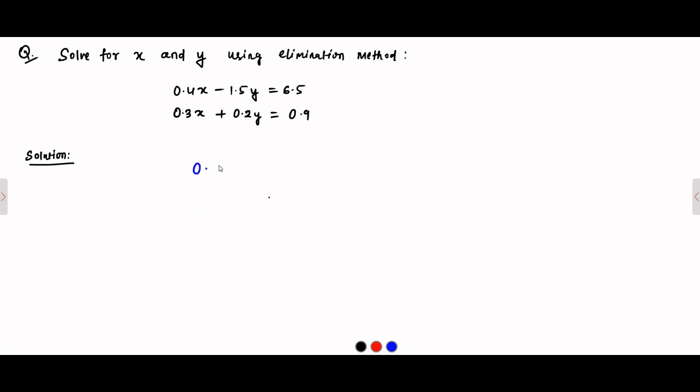So 0.4x minus 1.5y is equal to 6.5. Let's say equation 1, and 0.3x plus 0.2y is equal to 0.9.